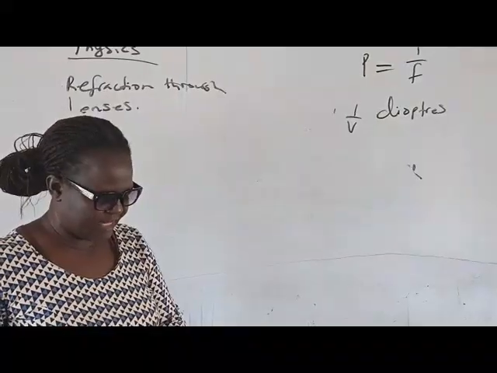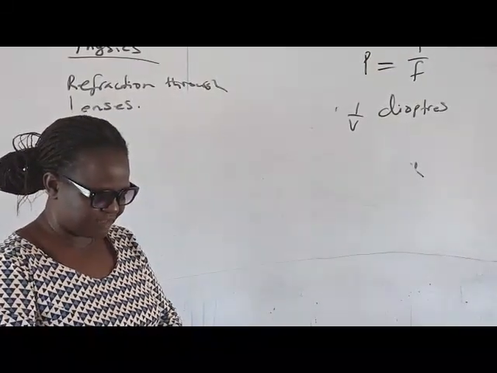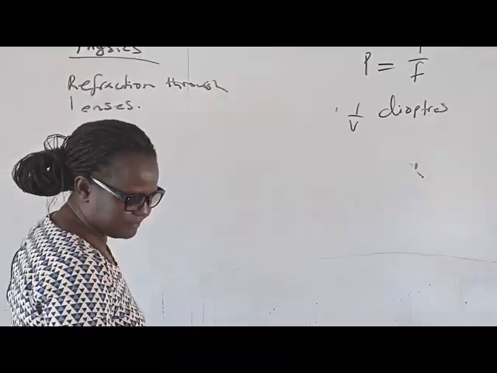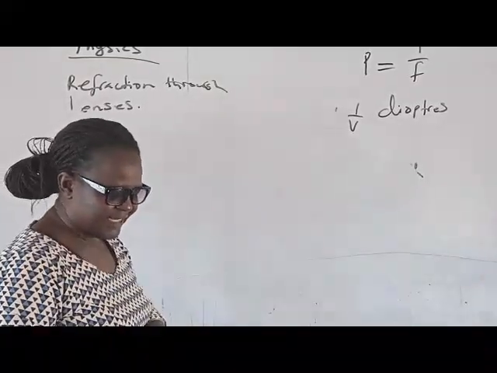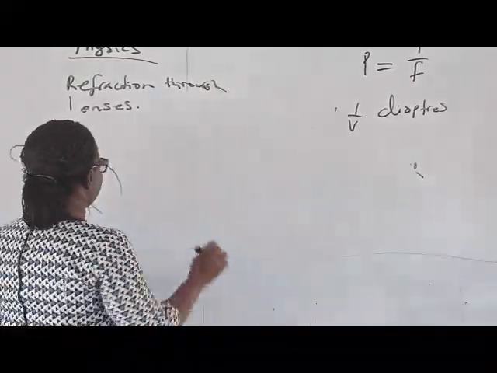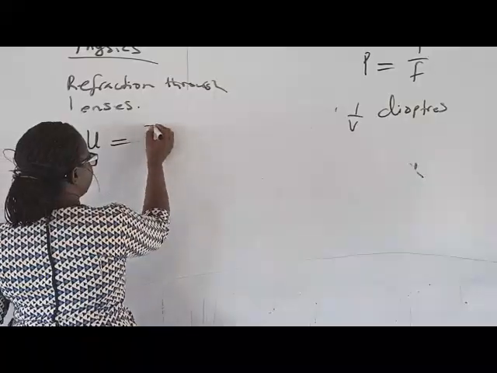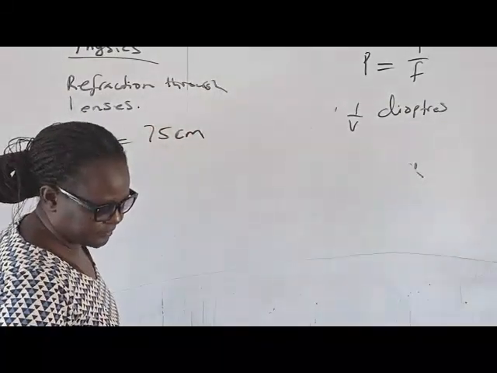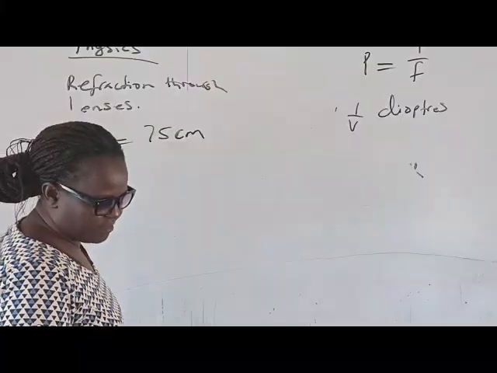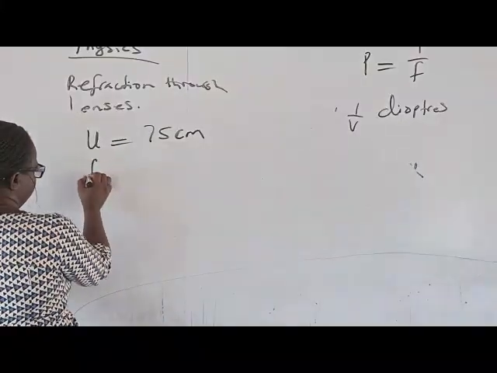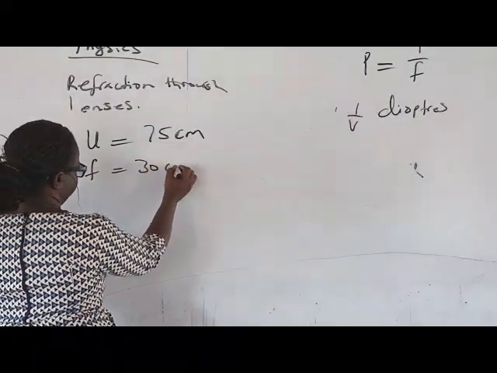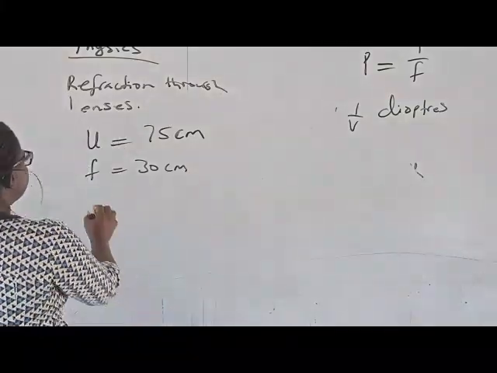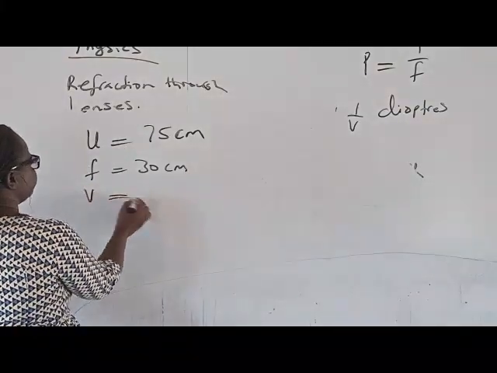So it is placed at a distance of 75 centimeters from a converging lens of focal length 30 cm. Remember, we said the object is placed at a distance, so we are looking at the object distance, which is what? 75 cm in front of a converging lens of focal length F, which is 30 cm. We are looking at the image distance, V.